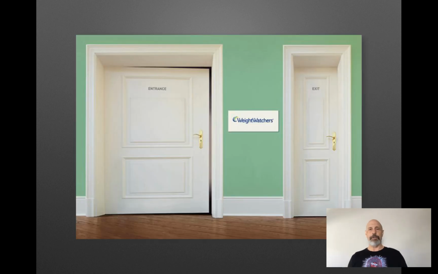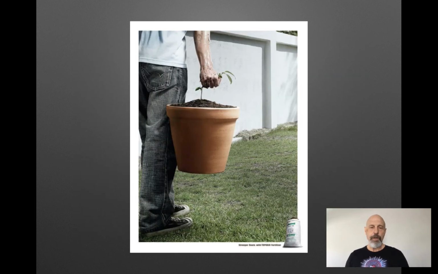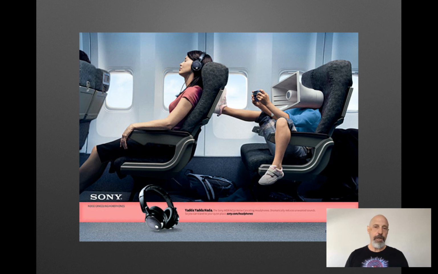What about this message? Go in heavy, come out thin. Pretty creative. What about this message? I'll give you a hint. It's promoting fertilizer. The roots are really strong. What's the message here? Well, of course, these Sony headphones are really quiet, but it's done in a humorous way.